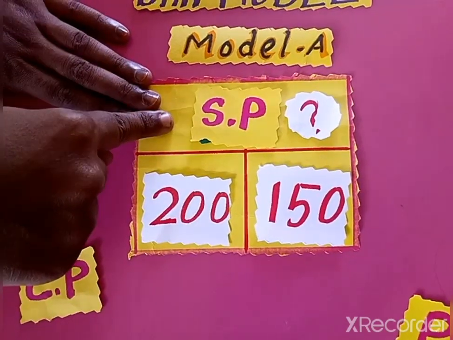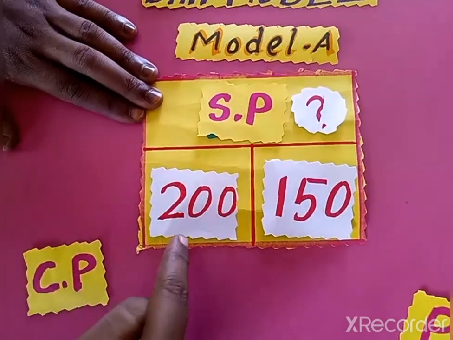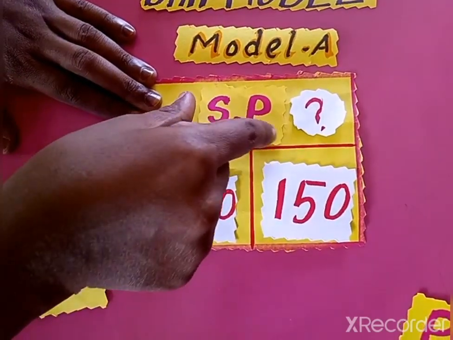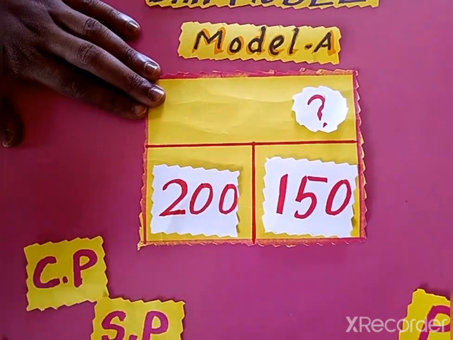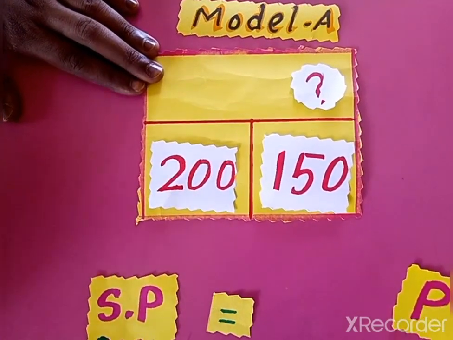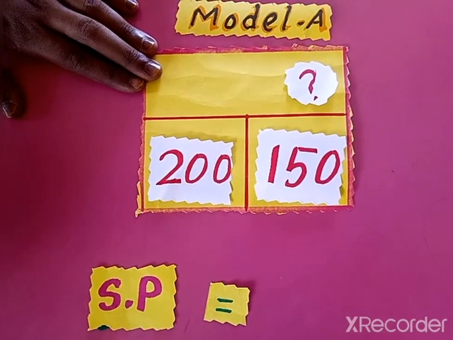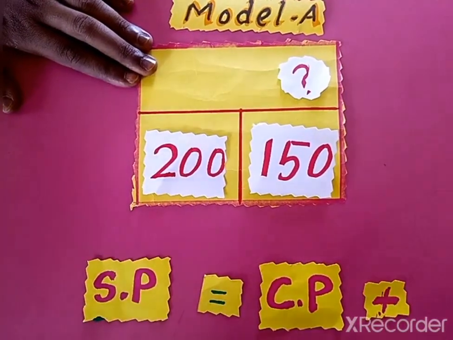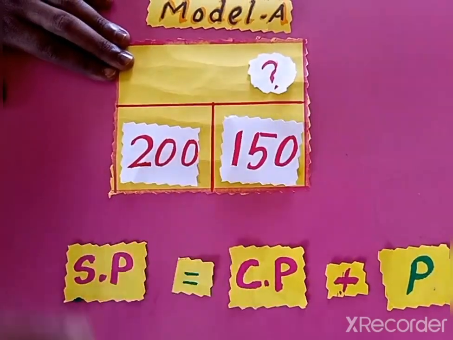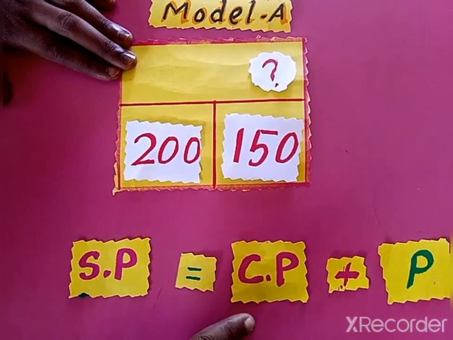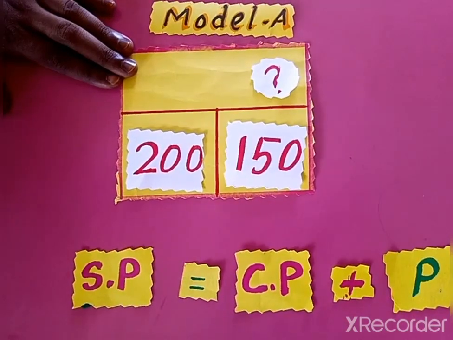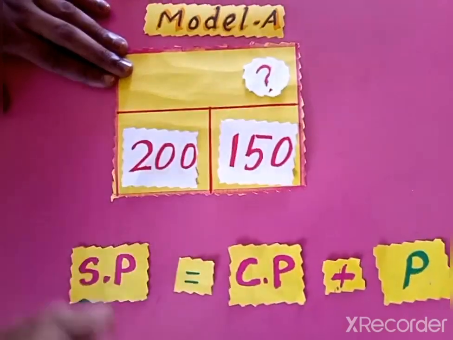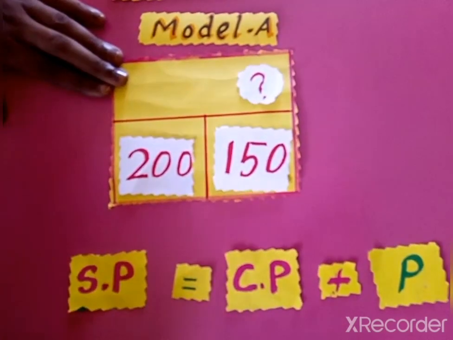So to find the whole part number, what did I say? I need to add these two. Correct? So what formula can you form here? Yes, selling price is equal to cost price plus profit. Correct, children? So to find the selling price, what is my equation? Cost price plus profit. This we already discussed in the previous video. So this formula, if you can't remember formulas using the bar model, you can create the formula by yourself.